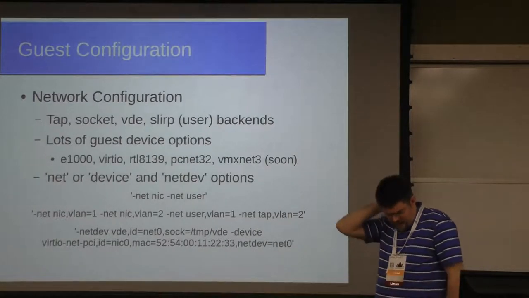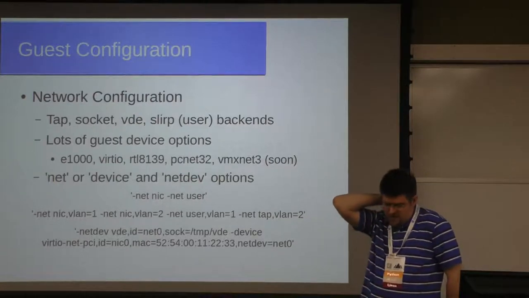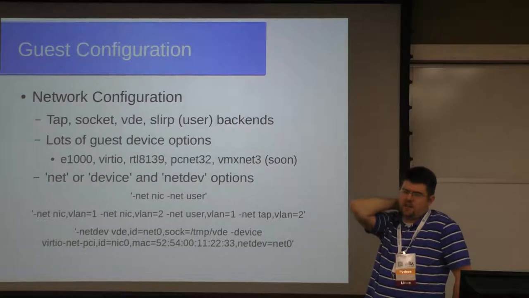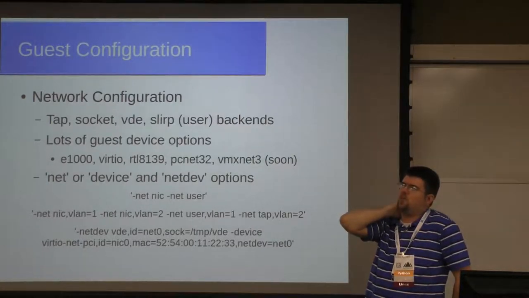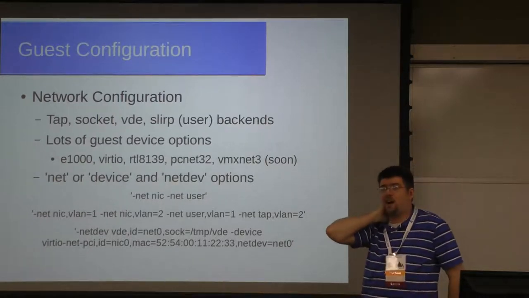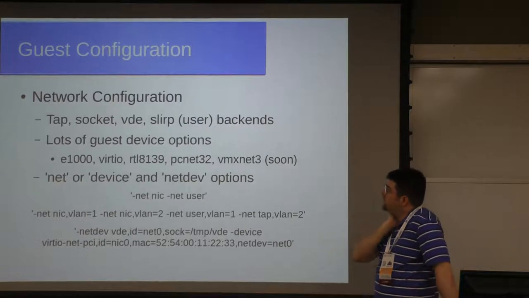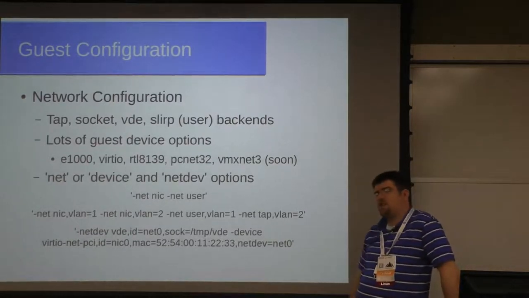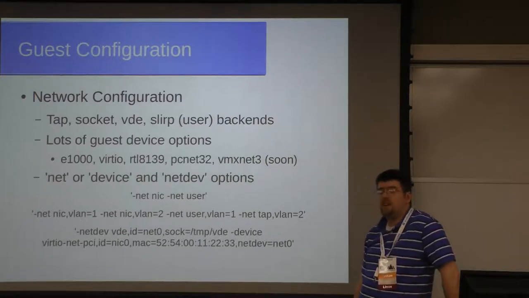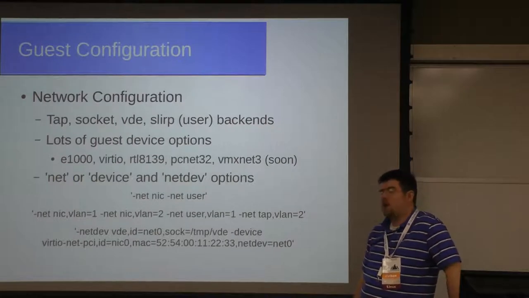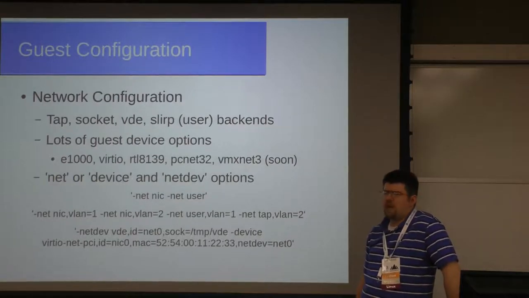Anyways, so now I'll go on to network configuration, and this is one that took me a little while to wrap my head around. If you look on the QEMU users mailing list, it's probably the thing that gets the most questions: how the crap do I configure networking? Well, there's multiple backends. You can use tap device, socket, VDE. I actually kind of like VDE. And then there's a SLIRP-based backend, which in QEMU terms is just the user backend.